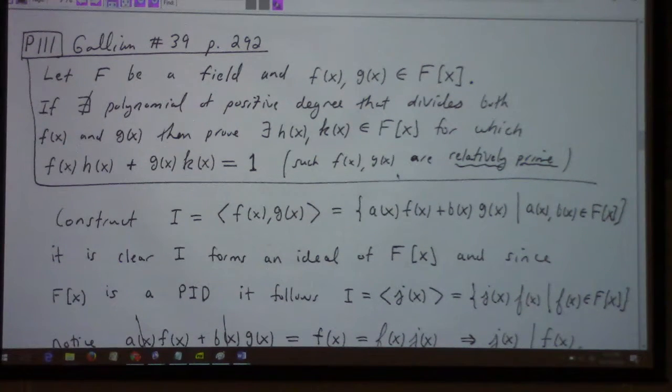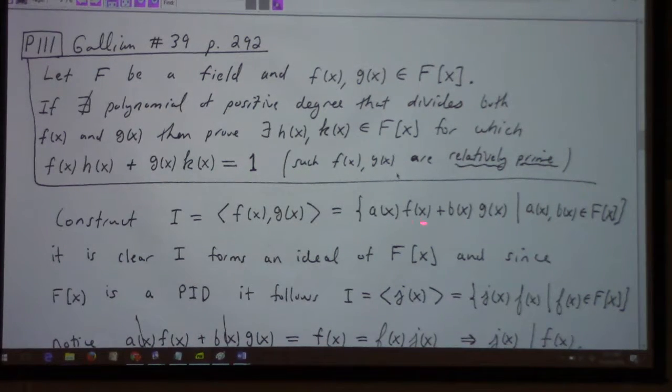All right, next problem. Let F be a field. You've got two polynomials in the field. If there does not exist a polynomial of positive degree that divides both f of x and g of x, then prove that there exist h and k polynomials for which fh plus gk is equal to 1. So this is kind of the analog of Bezout's theorem, the greatest common divisor of polynomials kind of thing. So what you do is you construct this ideal, which is built in terms of polynomial combinations of these polynomials. Like so.